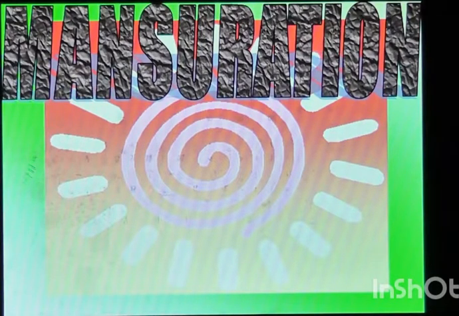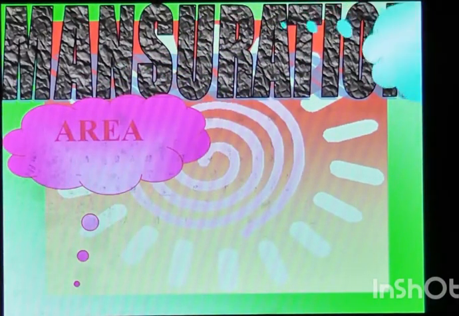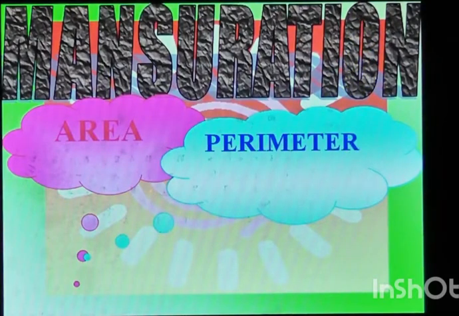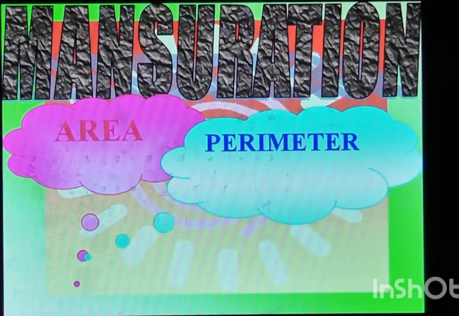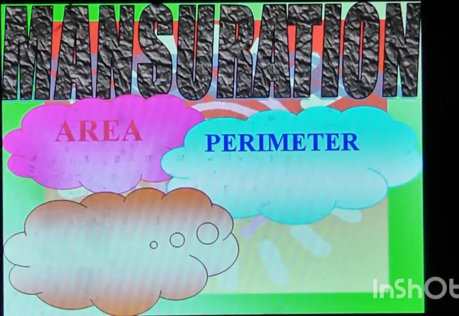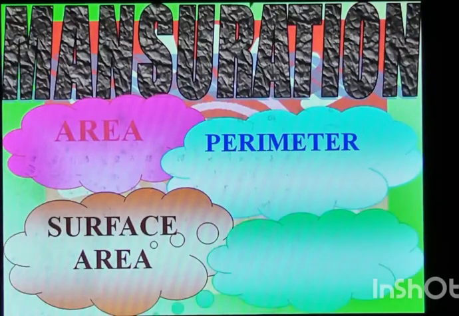Let's have a topic of mensuration. We know that there are four major areas in mensuration. This mensuration consists of two parts. That's a two-dimensional mensuration, where we are supposed to deal with area and perimeter, and then we have the second, three-dimensional mensuration, where we are supposed to learn surface area and volume.